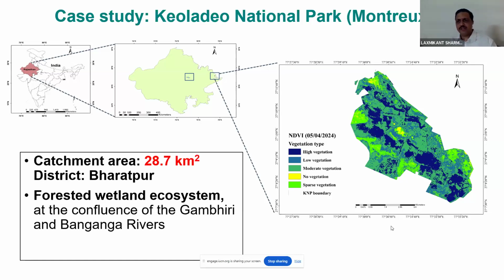That's why now it comes under the Montreux protocol site, and it is also a Ramsar site right now. So we have taken this one as a case study area because this is a forested wetland site, and we want to establish our fact in terms of the teal carbon study. Forested wetlands at the confluence of the Gambhiri and the Banganga rivers, with surrounding areas nearby in the Bharatpur region. The total catchment area of this particular Keoladeo National Park is 28.7 square kilometers.